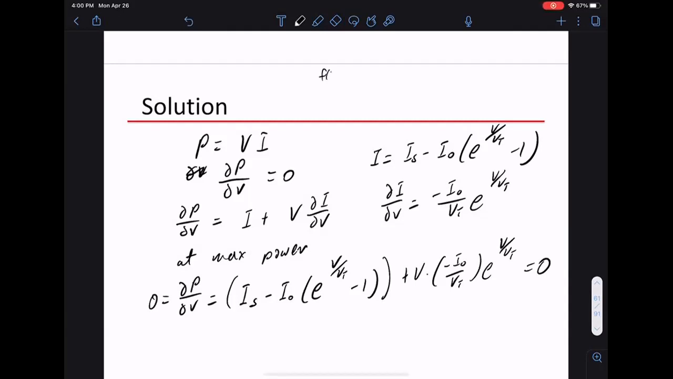So if you have f(x) times g(x), this is f'(x) g(x) plus f(x) g'(x). It's just the product rule of derivatives. So the derivative of V is 1, right? Then V times the derivative of I, respectively.